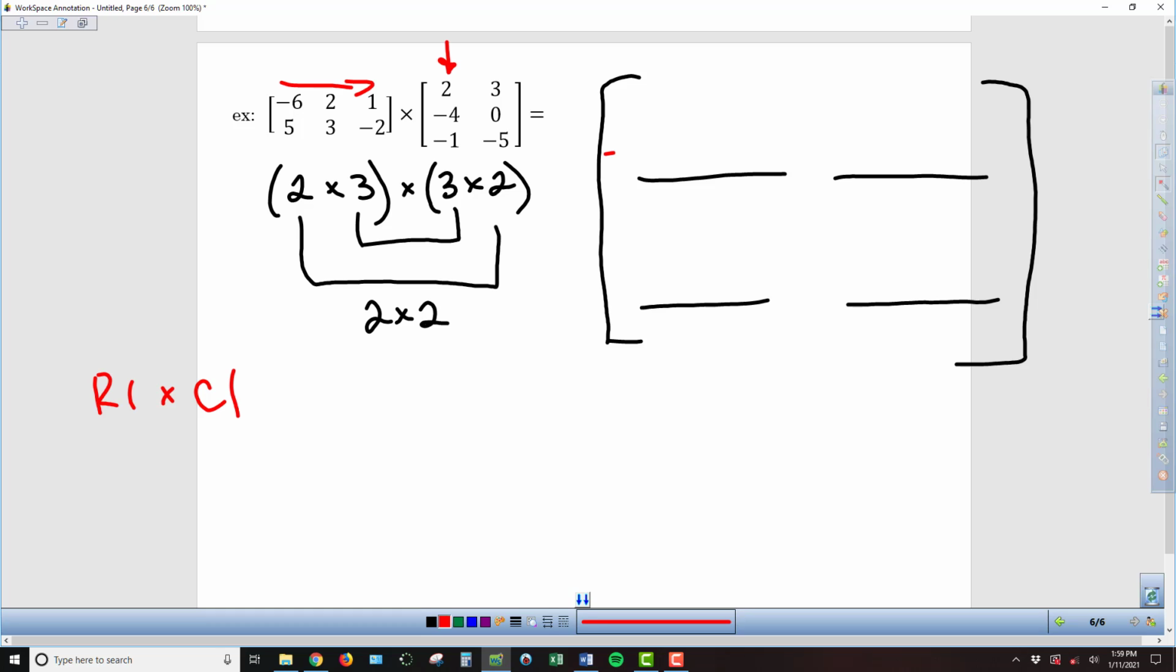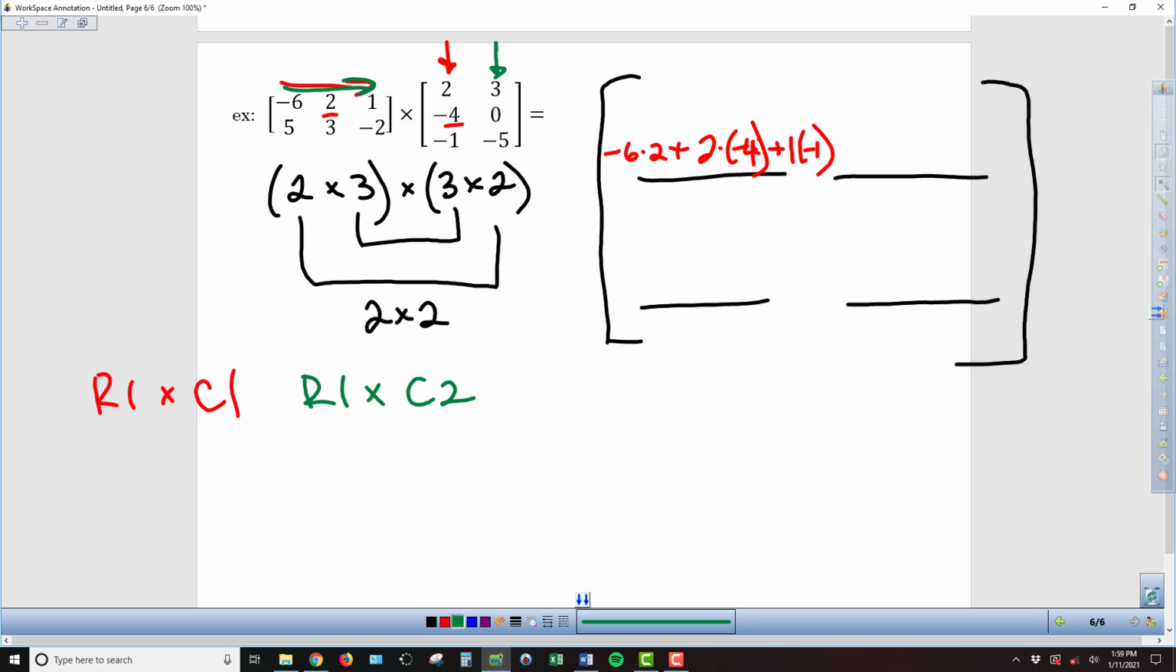So row 1 moving across, and then column 1 moving down. So I've got -6 times 2 plus, and then I'm moving across the row, so now I've got 2 times -4 plus, and then I'm going to multiply 1 times -1. So I've just moved across the row and down the column and multiplied each corresponding set of entries and then added them.